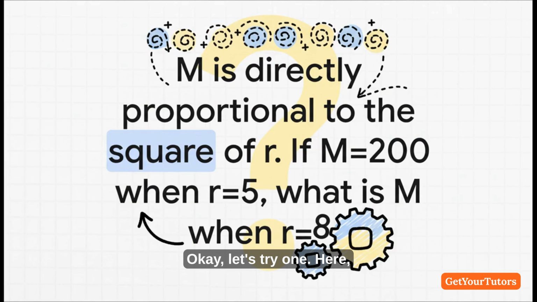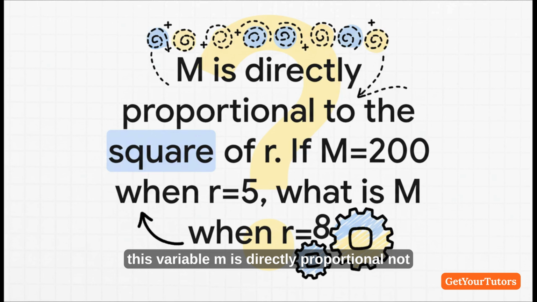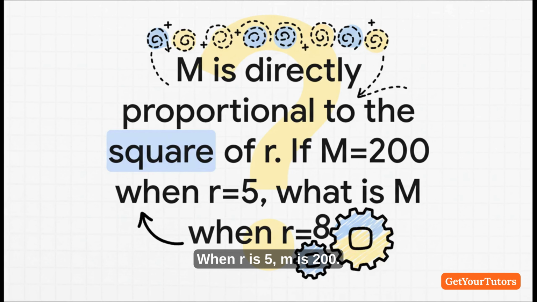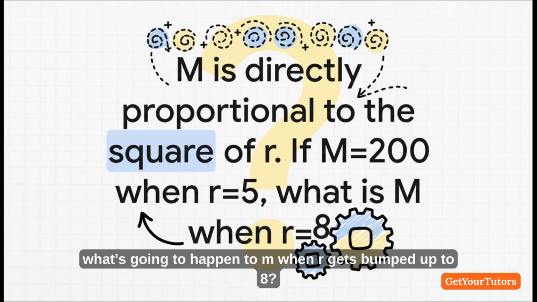Okay, let's try one. Here, this variable m is directly proportional not just to r, but to the square of r. We've got our starting point. When r is 5, m is 200. So, what's going to happen to m when r gets bumped up to 8?